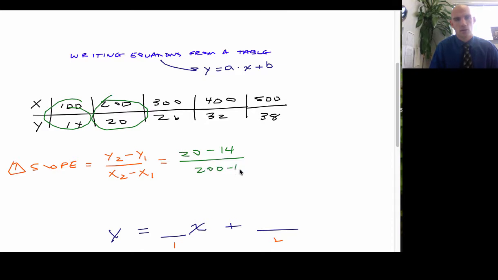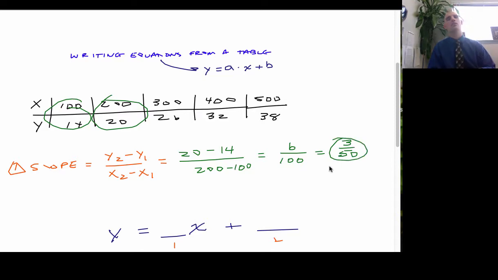over 200 minus 100. Okay, so when I reduce this fraction, or I solve the problem, I get 6 over 100 is equal to, now I know that 2 goes into both of those, so I'm going to end up with 3 over 50. Okay, so I'm going to leave that. I could put it in a fraction form, but I'm going to leave that for now. And that's going to go in here. So 3 over 50.